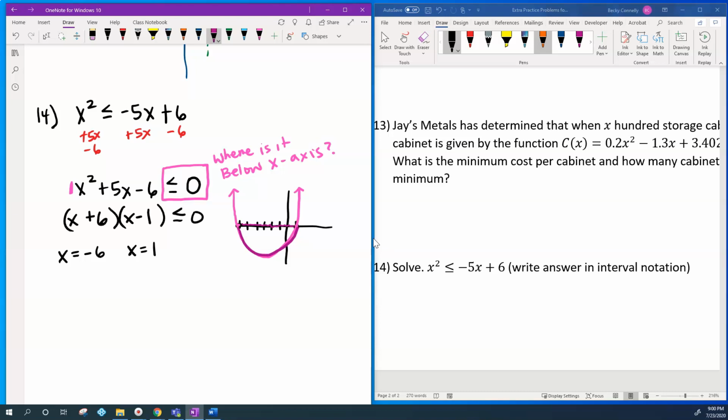So my answer on this, since it has the equal to part, we are going to use square brackets. If it didn't have the equal to and it just said less than or greater than, then you'd have to use parentheses. But we do have this, so we're going to go from -6 to +1 is the part of the graph that's going to go below the x-axis, and stuff that's less than 0. Okay? And that would be your answer.